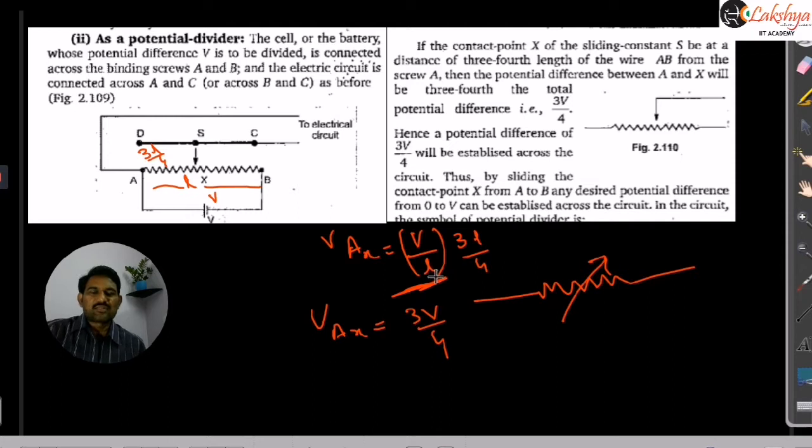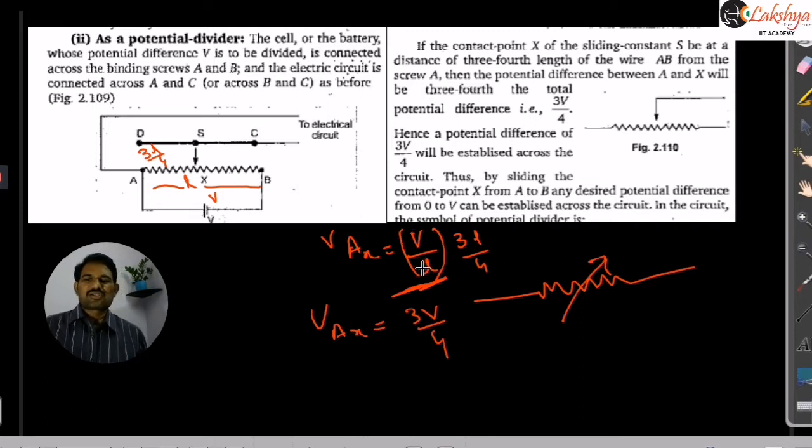So this V by L is nothing but our potential gradient here. Like we defined velocity gradient while discussing viscosity, and in fluids we also discuss pressure gradient. Velocity gradient means rate of change of velocity with the distance, and similarly pressure gradient means rate of change of pressure with the distance. Similarly here it is the rate of change of potential difference with the distance.